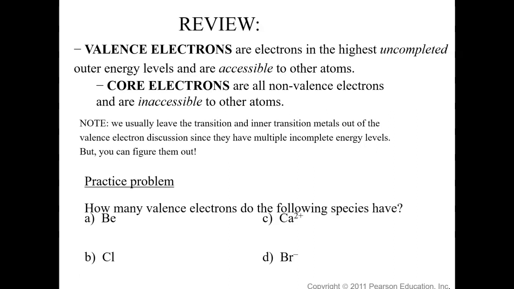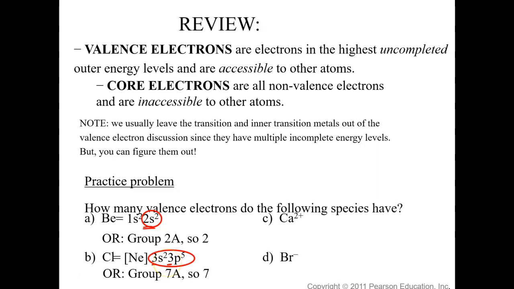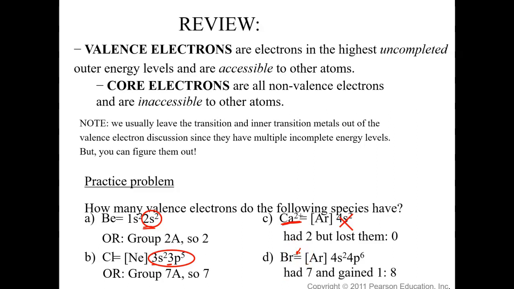So if we want to remember how we do this, for example, beryllium's electron configuration is 1s2, 2s2. So its outermost energy level is the 2. So it has 2 valence electrons. Or chlorine's abbreviated electron configuration. So 3 is the outermost energy level. So it has 7 valence electrons. Now, this is an ion, right? And so it loses these 2. So now we would say it has 0. And then bromine, as an anion, gains 1. So we would say it has 8 valence electrons.